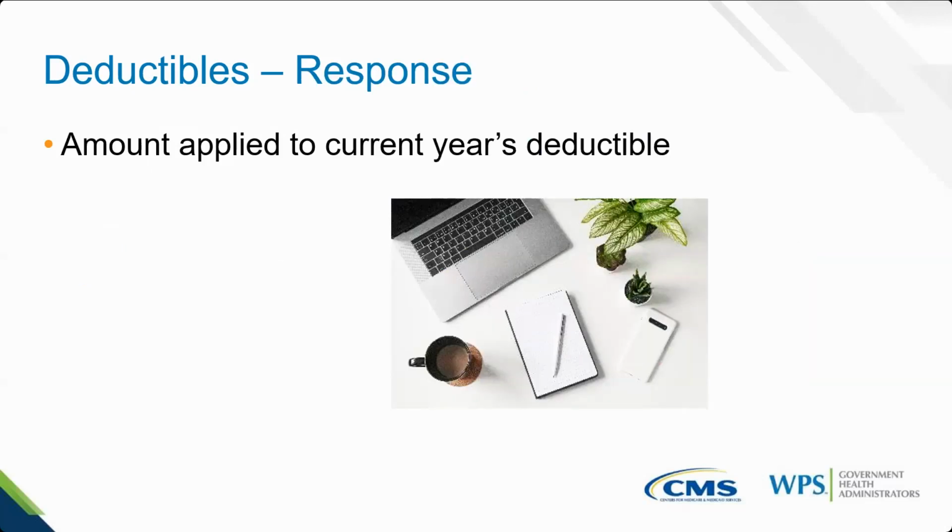And then once you do that, the IVR is going to respond with the amount that's applied to the current year's deductible. So as an example, the Part B deductible for 2024 is $240. So whatever the system says is applied can then be subtracted so you know how much is left or needs to be met for the year.